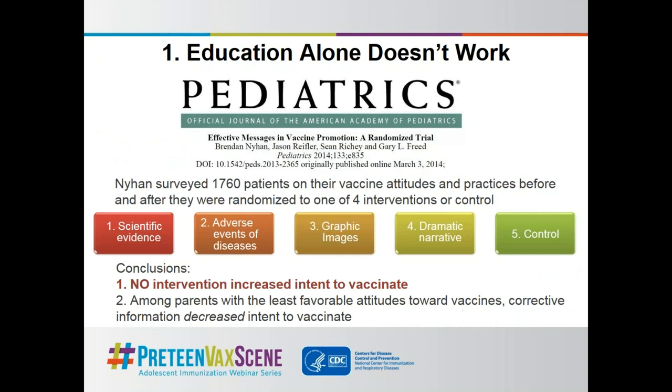The first study focused on MMR. Nyhan surveyed parents on their vaccine attitudes and practices before and after they were randomized to one of four interventions or control. The interventions were the things that we intuitively think would promote vaccination. The first group received information explaining the scientific evidence that MMR does not cause autism. The second got information about the dangers of the diseases prevented by MMR. The third group was shown graphic images of children who have those vaccine-preventable diseases. And the fourth group heard a dramatic narrative about an infant who almost died of measles.